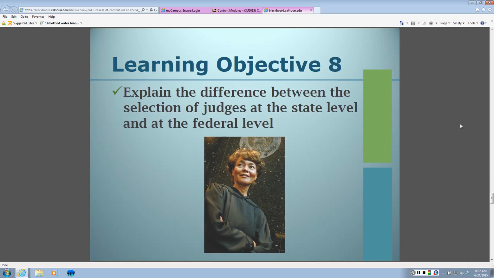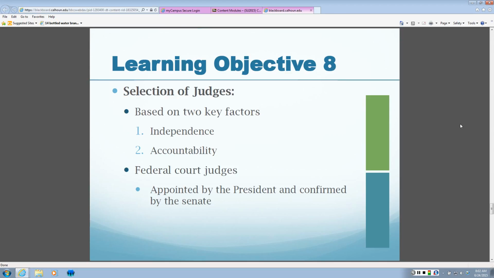Read that section over. It's pretty straightforward. One thing that I'd like for you to understand in regard to judge selection is that many people don't agree with the way we select judges. Some judges are elected by popular vote. Others are appointed by the governor of the state or the president, and then they would be confirmed by the state legislature or confirmed by popular vote at the state level, depending upon the type of selection that there is. Or at the federal level, they're appointed by the president and they're confirmed by the Senate.